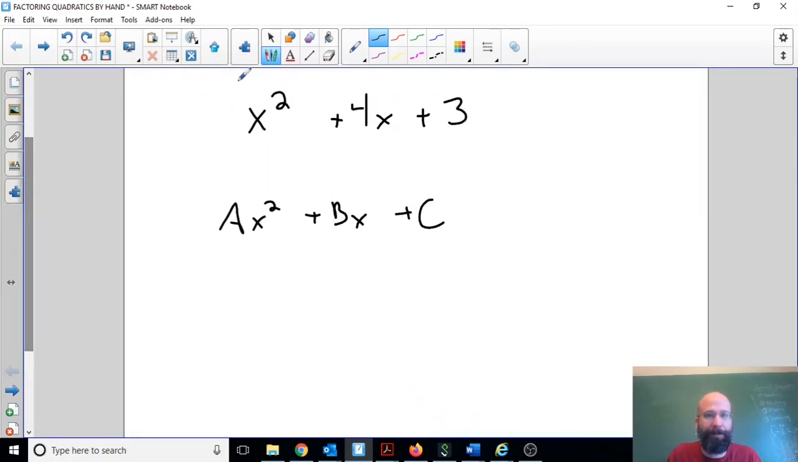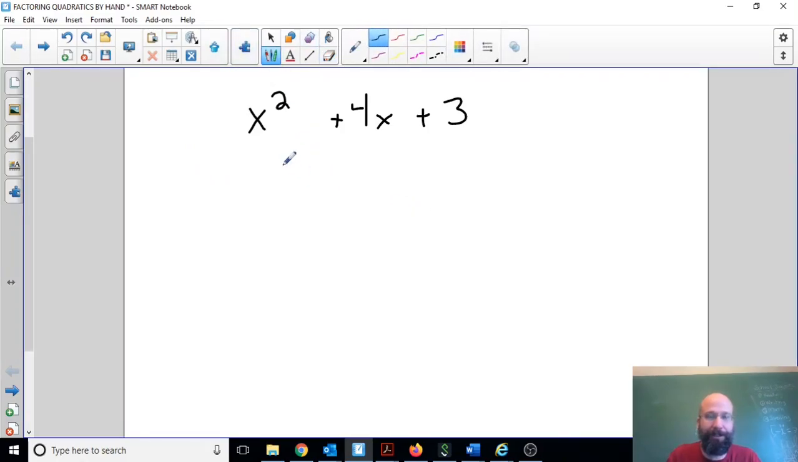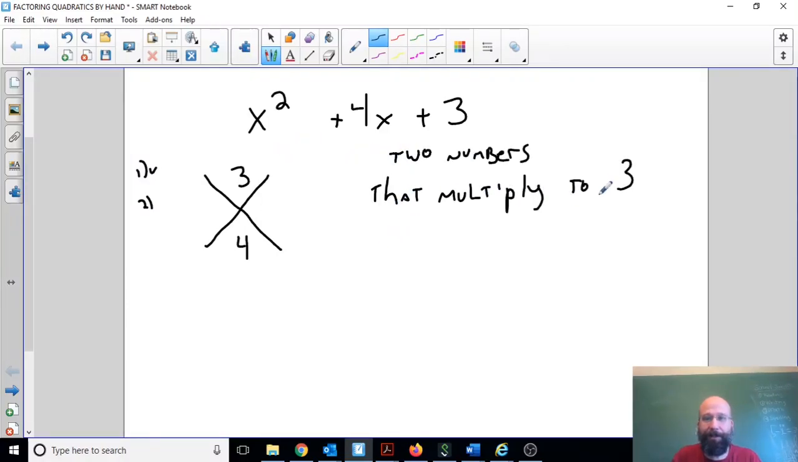So our problem is x squared plus 4x plus 3. Our step 1 is to find the GCF. This one does not have a GCF because this is a 1. Step 2, we're going to put in this X, and we're going to take a times c, which is 3, positive, and then we're going to put 4 here. So we need to look for two numbers that multiply to this and add to 4.